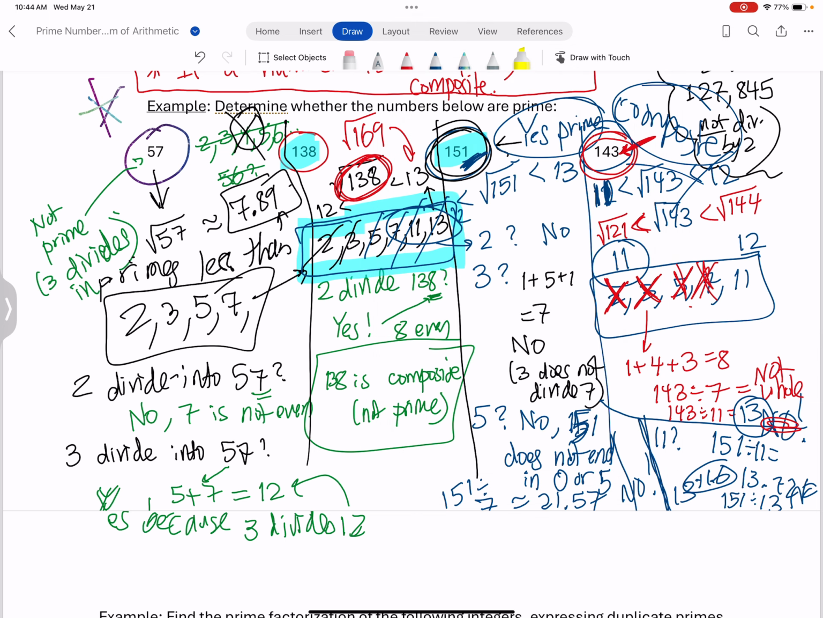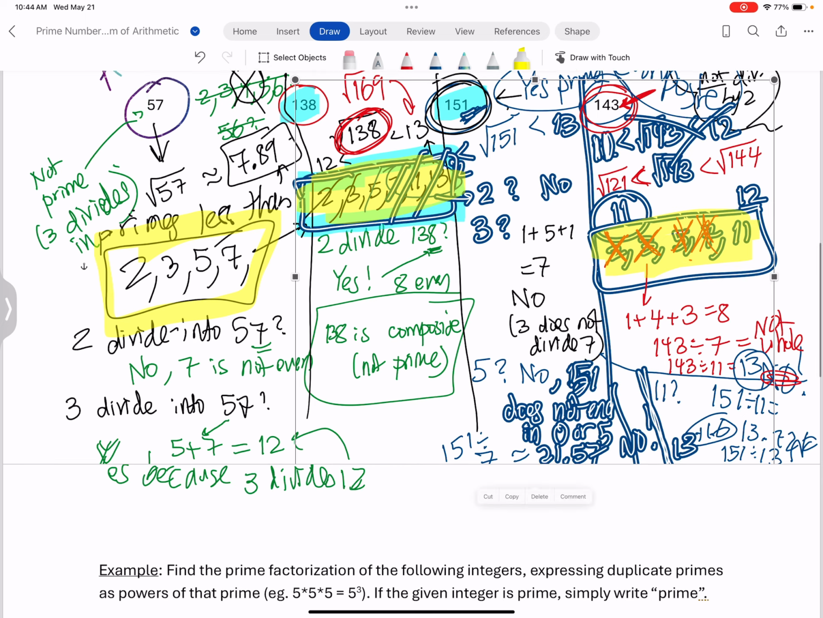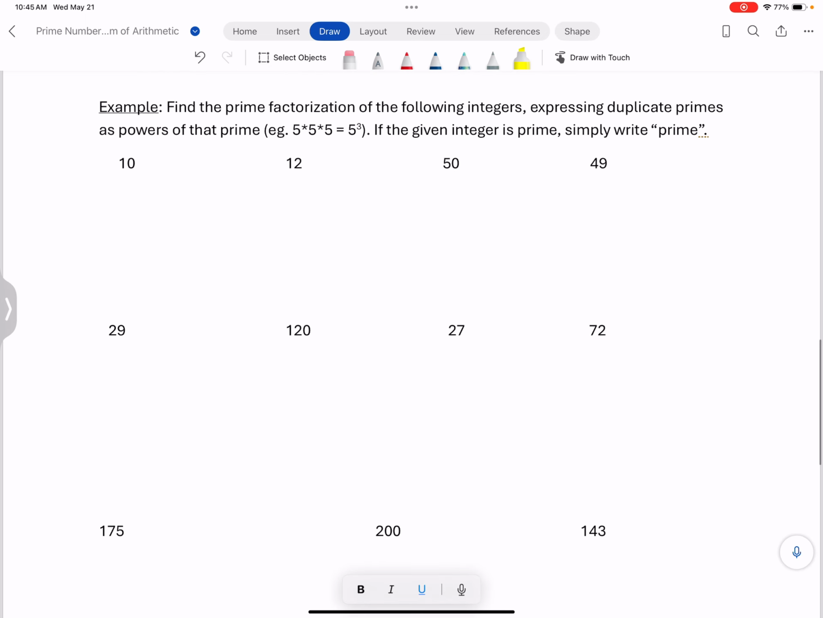For 57, we only had to test 4 numbers. For the second number, we only had to test 6 numbers. For our third one, it was the same list, so 6 numbers again. And then the last number that we tried, it was only 5 numbers. So really, once you know that, you don't have to do more work than that. It's not that bad.